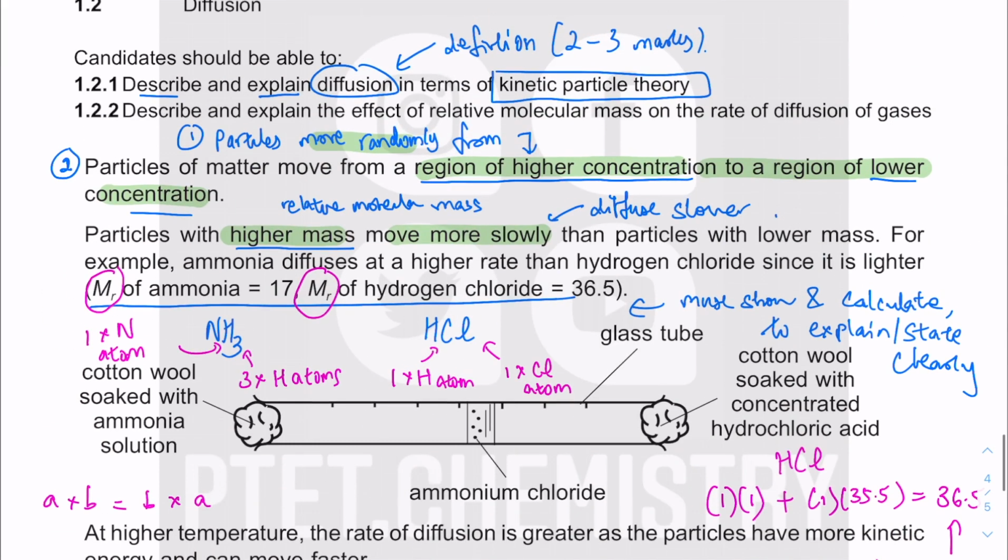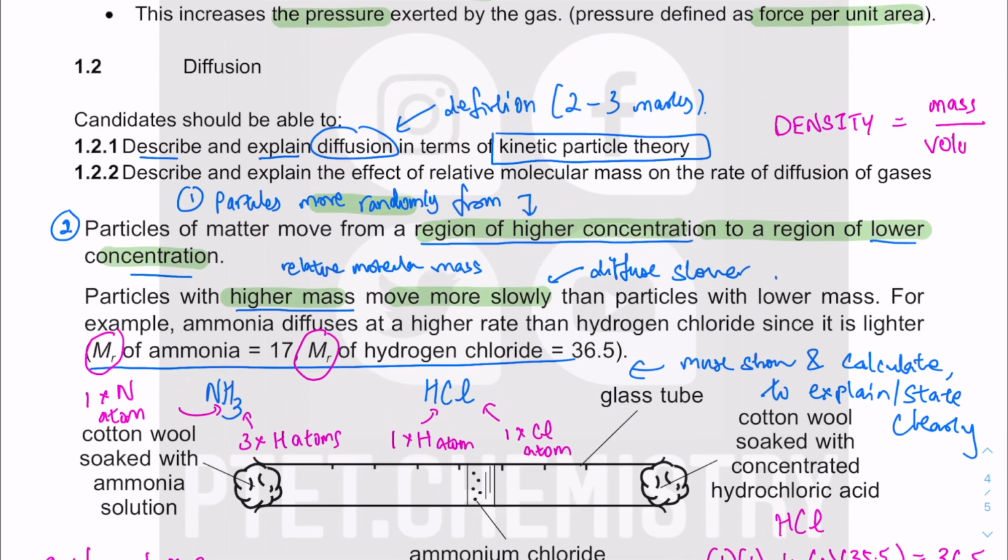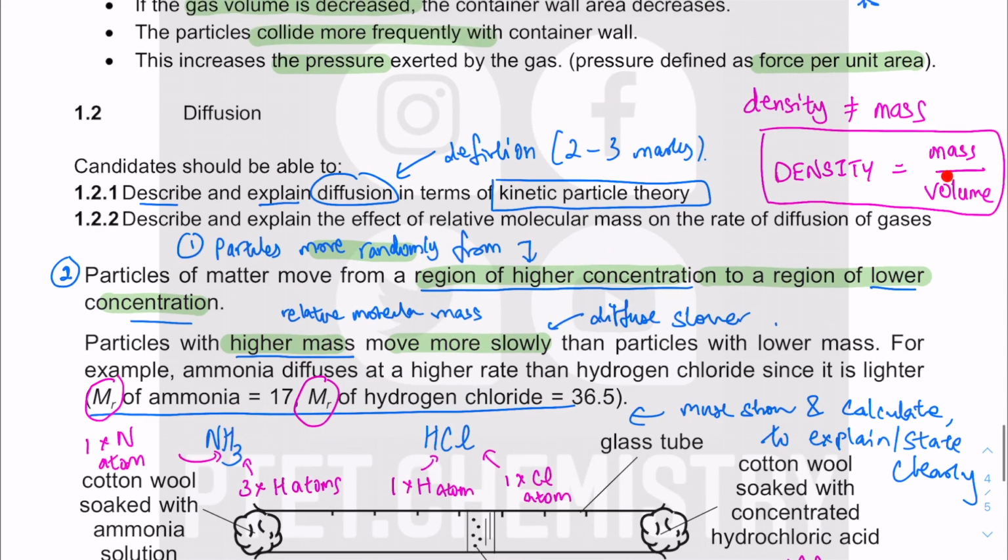One of the common mistakes that students will do is that here they keep on talking about the relative molecular mass. When you use the word density, it is not correct here because density is mass over volume. So density is not mass. Do not use the term like ammonia is less dense than HCl, because density is not mass, and this definition has been taught to you in lower secondary.